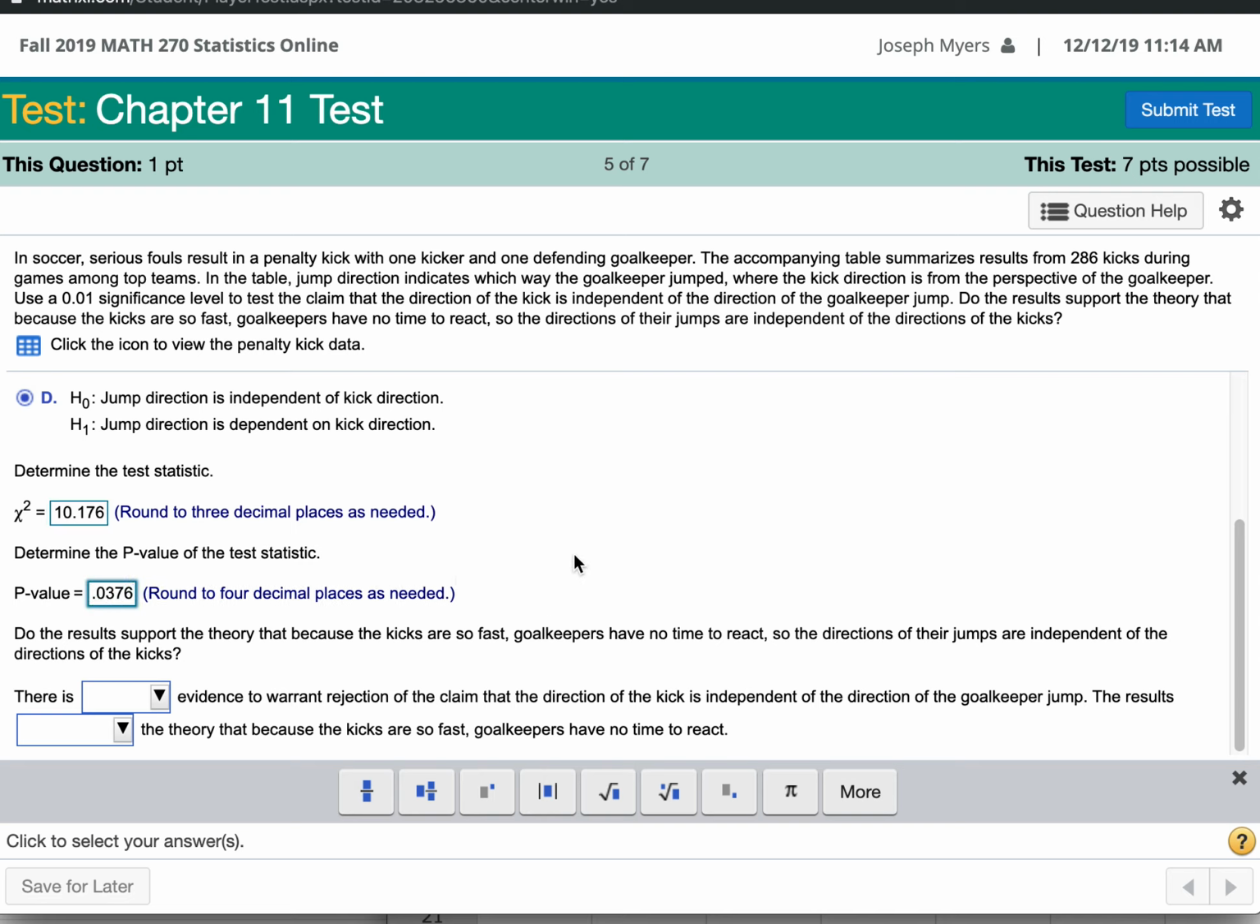The results support the theory that the kicks are so fast and therefore they have no time to react, so the directions of the jumps are independent of the directions of the kicks. So this p-value is less than 0.05. So no, well the significance level is 0.01 and the p-value is not less than 0.01. So actually there is insufficient evidence to warrant rejection of the claim that the direction of the kick is independent of the direction of the goalkeeper jump. So the results support the theory that because the kicks are so fast, goalkeepers have no time to react. Now remember, this data is not based on an actual experiment, so this doesn't really mean that a soccer goalie cannot tell which direction the ball is being kicked.